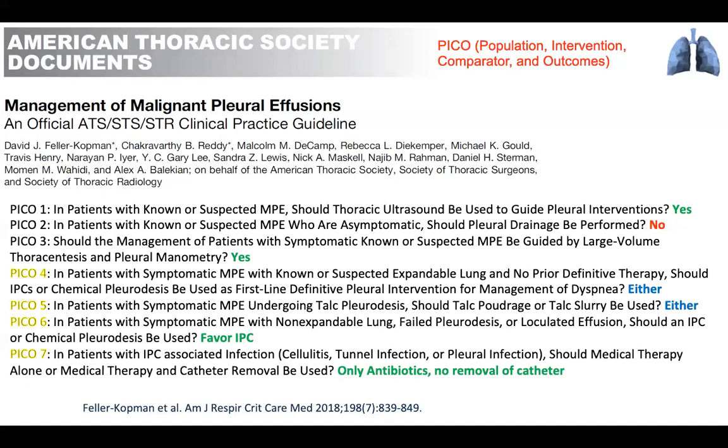catheter. Then, in patients with MPE undergoing talc pleurodesis, is poudrage, which means insufflation of talc thoracoscopically, or talc slurry better? You can actually use either, except in lung and breast cancer, where poudrage has been shown to have better outcomes. In patients with MPE with non-expandable lung or failed pleurodesis or loculated effusion who are symptomatic, should IPC or chemical pleurodesis be used? And the data favors using an indwelling pleural catheter.